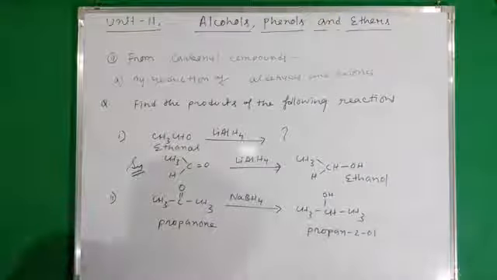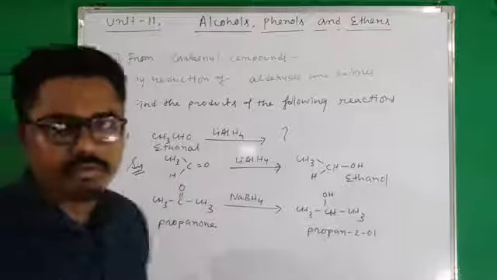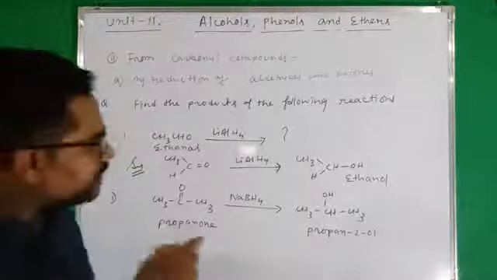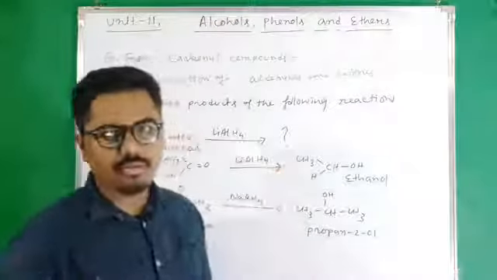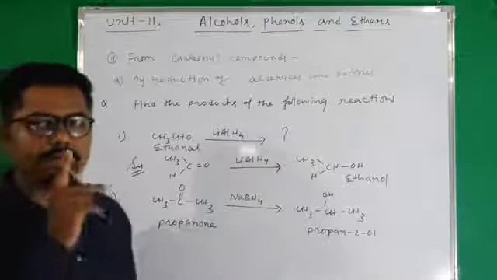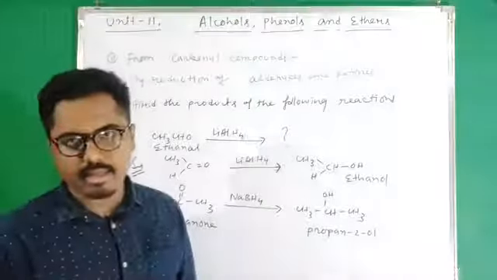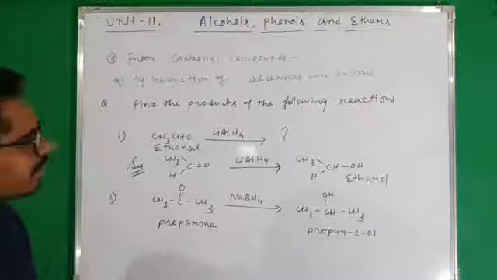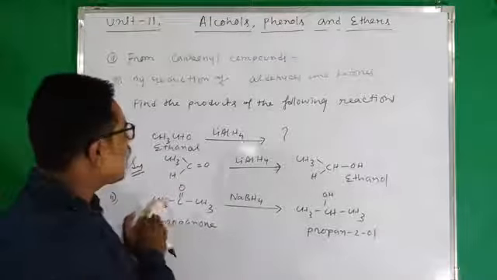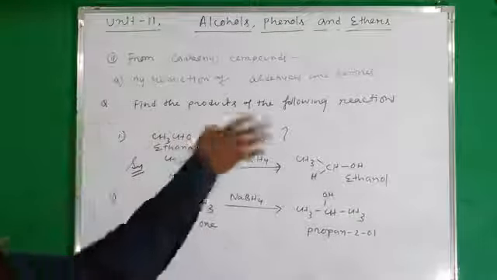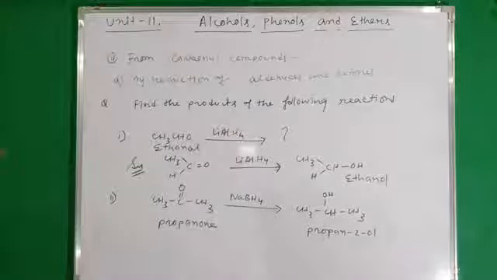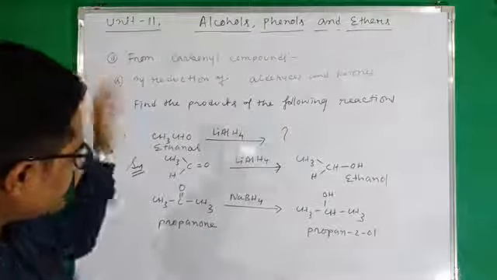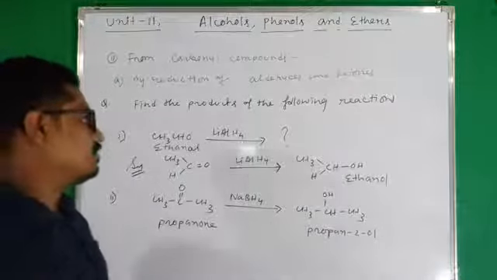So we are observing methods of preparation for alcohols. First we converted alkenes into alcohol by two methods. First method is by acid catalyzed hydration, and the second method is by hydroboration oxidation. Again we are converting carbonyl compounds into alcohols. So the first method is by reducing aldehydes and ketones.